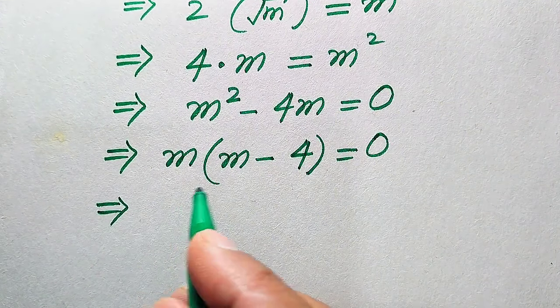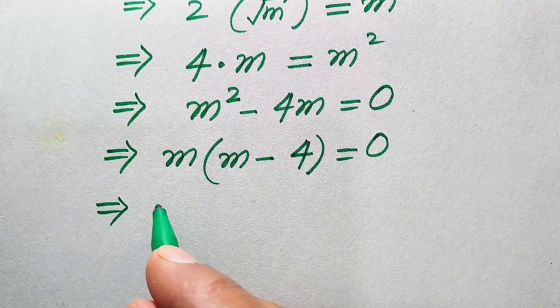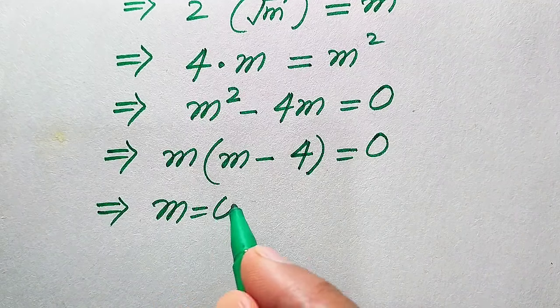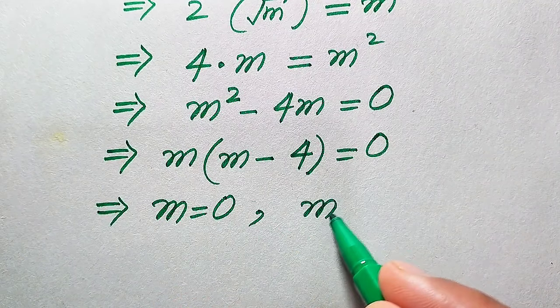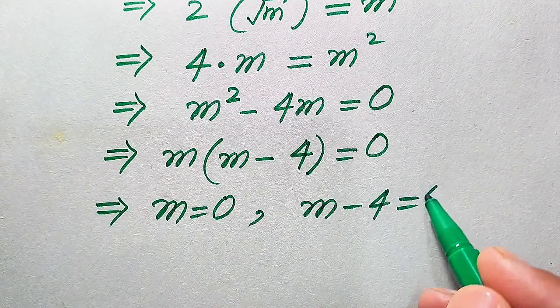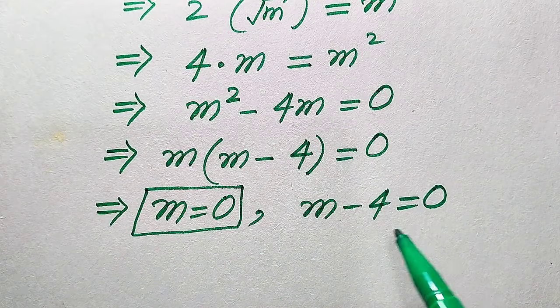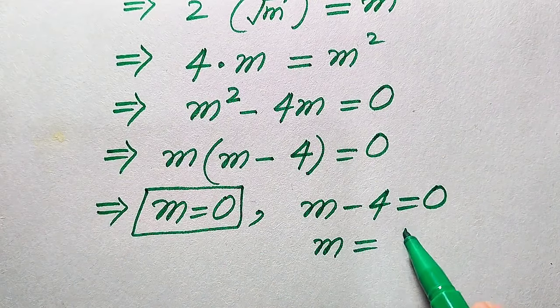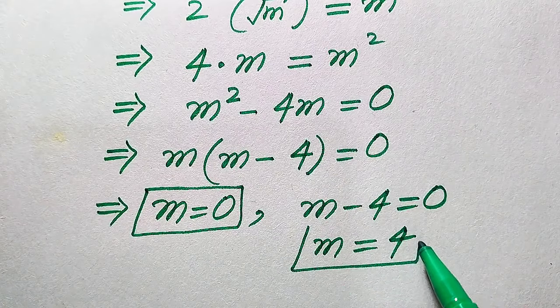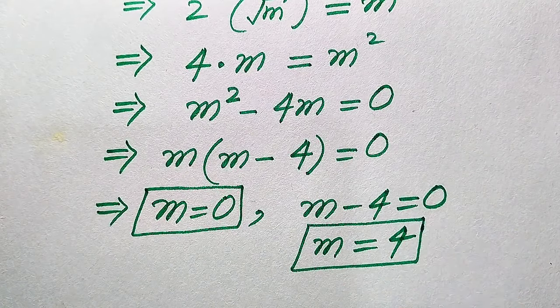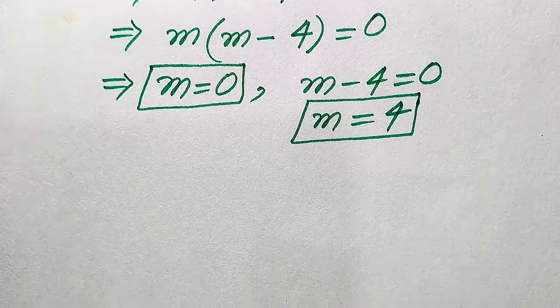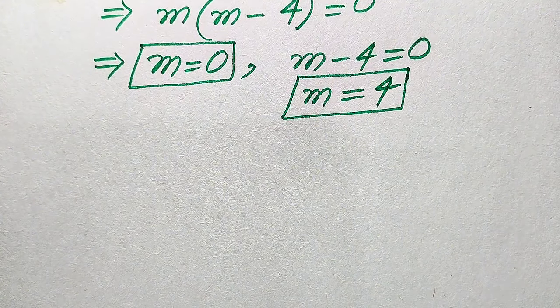In the next step we divide this equation into two cases. The first case is m = 0, and the second case is m − 4 = 0. So this is the first root of the given equation, and from here we get m = 4, which is the second root. So these are the two roots of the given equation which we get from the first method.